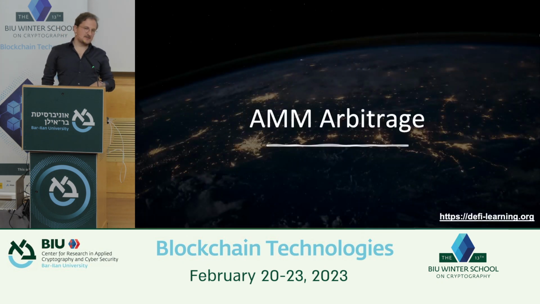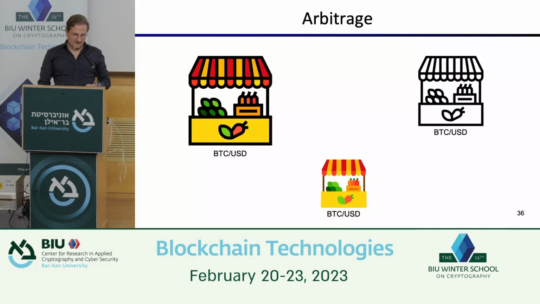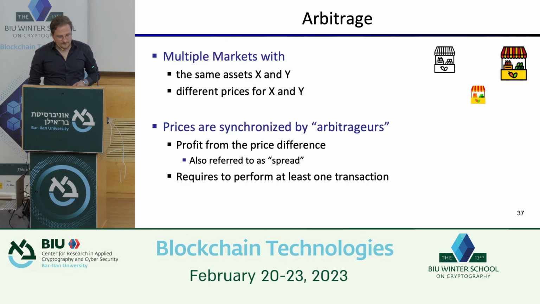I think we already discussed arbitrage quite a bit on Monday, right? Just to recap. Arbitrage is here, you have different markets with the same asset pair. There can be much more complicated arbitrage, I'm simplifying here. But the idea is really that you try to even the prices across these three markets that all have the same assets. So we have multiple markets with the same asset X and Y and different prices, so they need to be synchronized. And the difference among the markets is typically referred to as the spread.